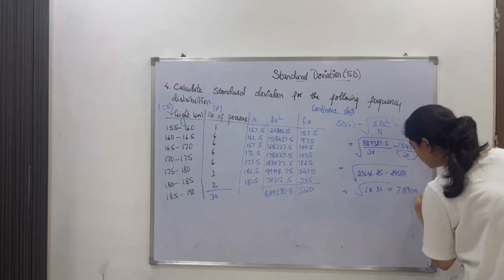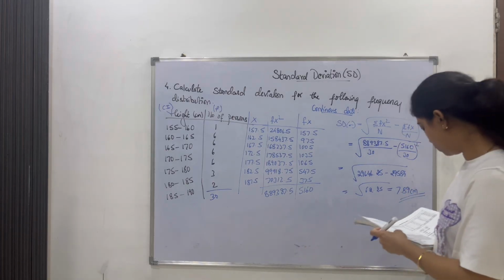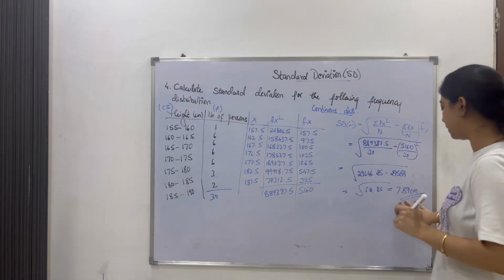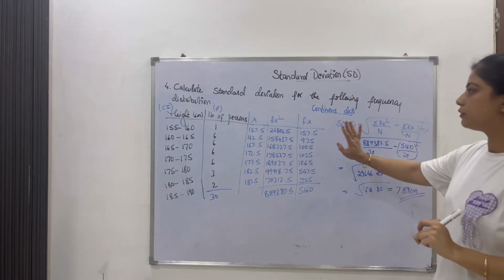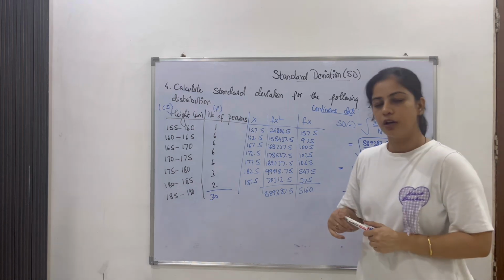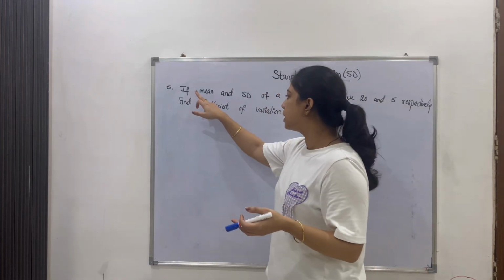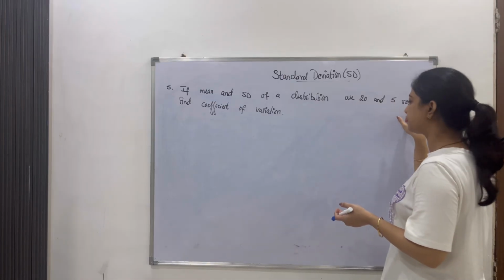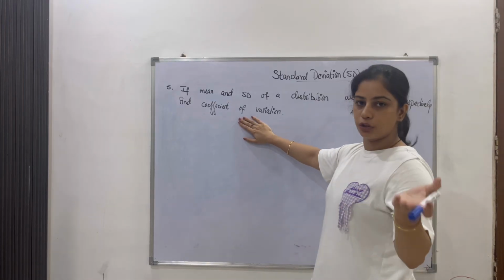Since they have mentioned the units in the question, which is in terms of centimeter, so we will also be attaching those centimeter in the end. So this is the answer for continuous data for this particular question. Okay, let us look at the next question. If mean and standard deviation of a distribution are 20 and 5 respectively, find coefficient of variation.